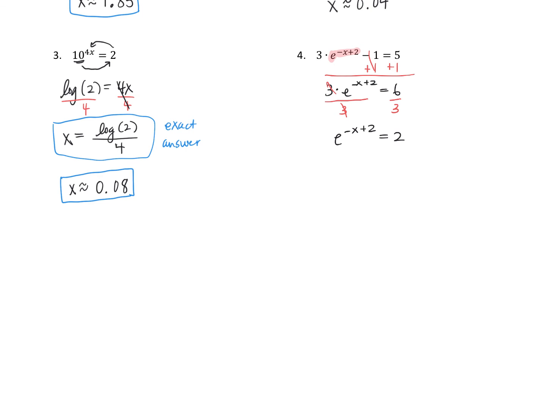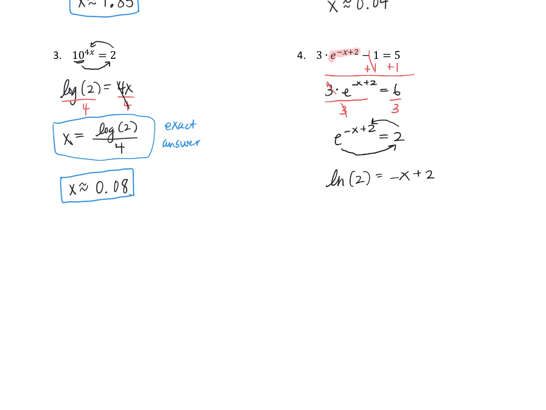The e to the power is by itself. Remember that you're identifying the base. In this case, it's e. When you identify the base of e, you use the natural log. So we're going to do the natural log, log base e, of 2 is equal to negative x plus 2.